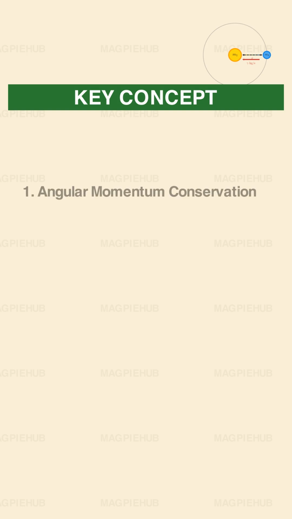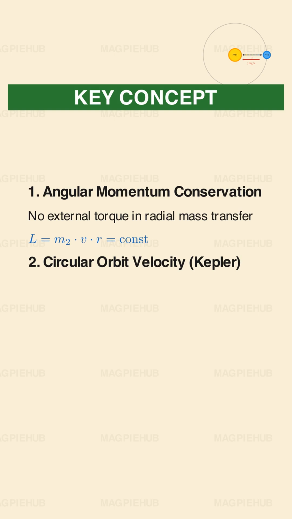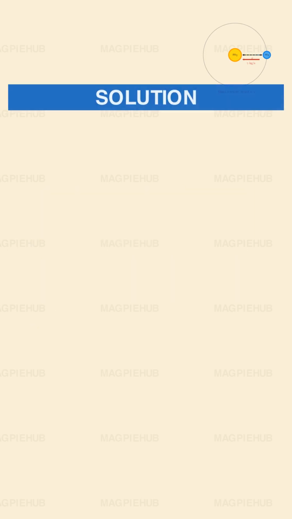The key concept here is conservation of angular momentum. When mass is transferred radially between the two stars, there is no external torque on the system. So the orbital angular momentum of the lighter star around the heavier star is conserved. We also use the fact that for a circular orbit under gravity, the orbital velocity depends on the central mass and the orbital radius through Kepler's laws. Let us solve this step by step.